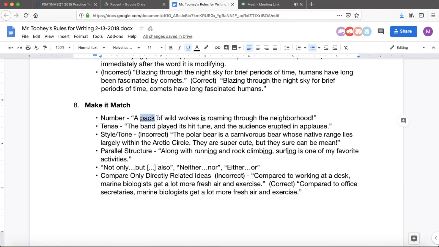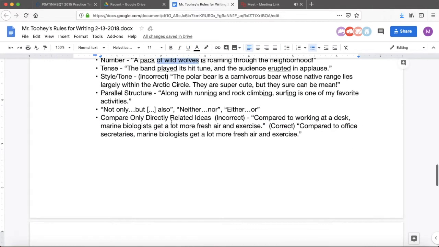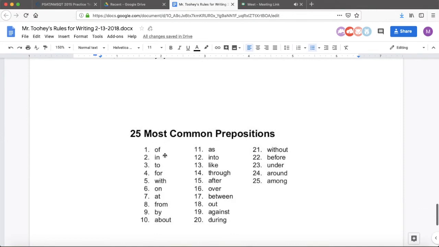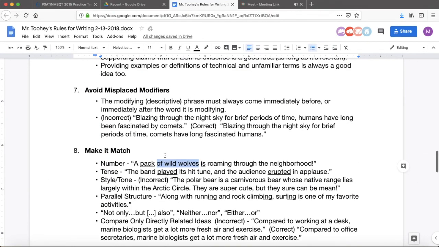And then "of wild wolves" here is a prepositional phrase. We got a preposition, "of," right? I think it's probably the most common preposition. It is number 1. Anything in a prepositional phrase is not going to be a subject. It's just not, right? Because "of wild wolves" is a prepositional phrase describing the pack. Does that make sense? Yes, I see that now. Okay, it's the pack that's roaming through the neighborhood.